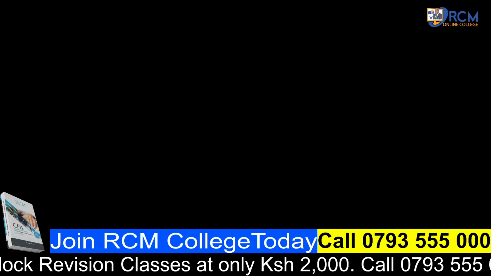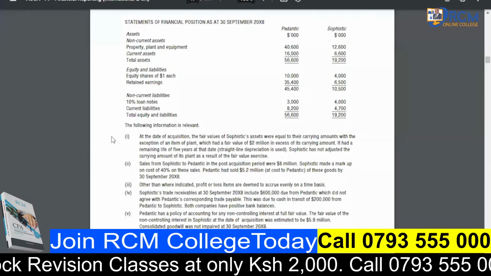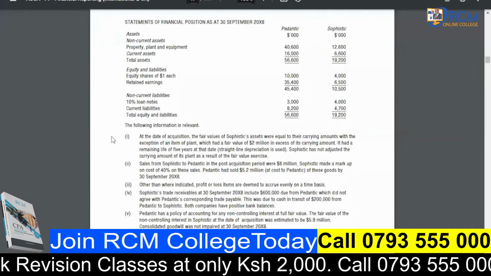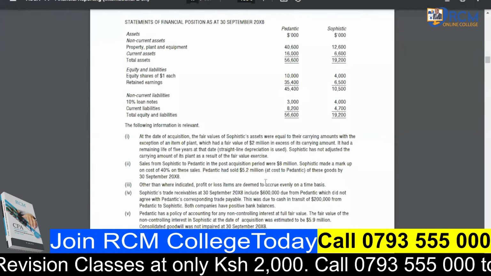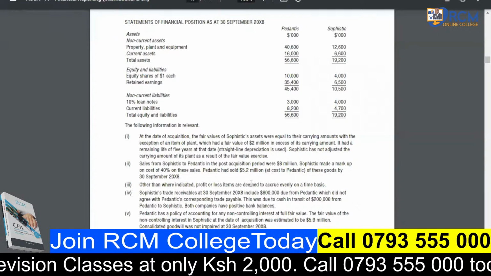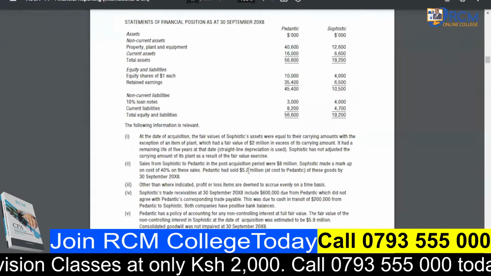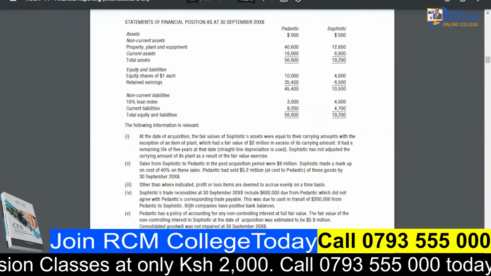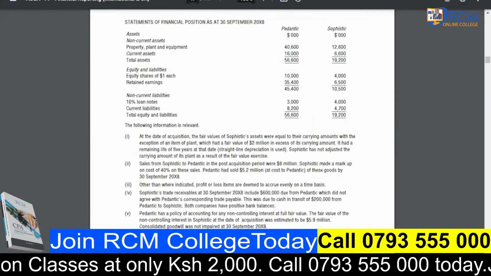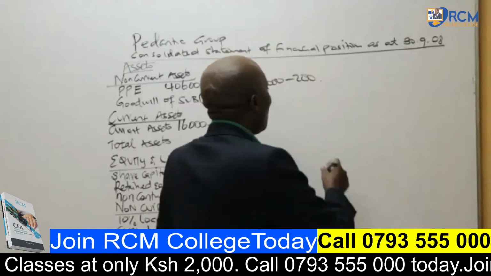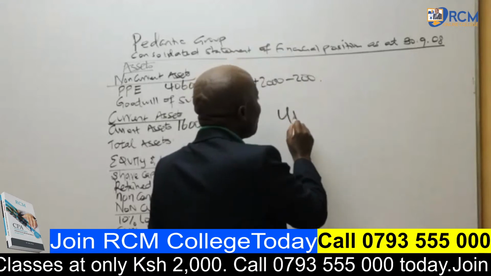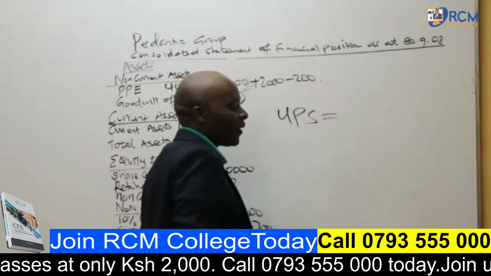So as we continue reading, we are told here that sophistic now has a margin of 40 over 140. Pedantic had sold 5,200 of these goods by 30th September. Ladies and gentlemen, that's a very good language. This examiner wants me to come and calculate what we call unrealized profit on stock.